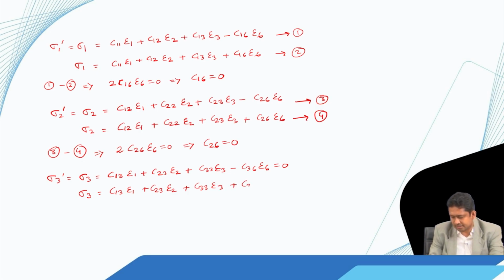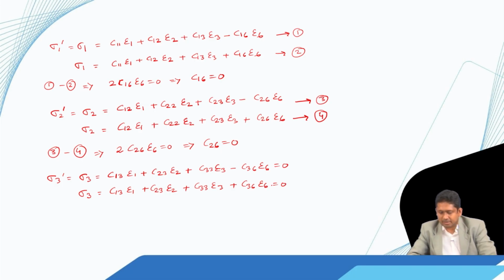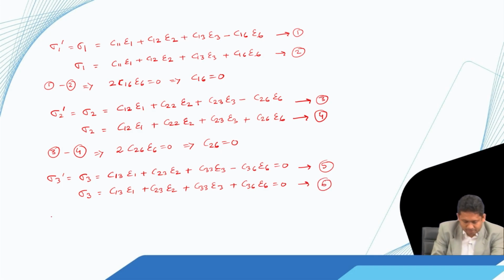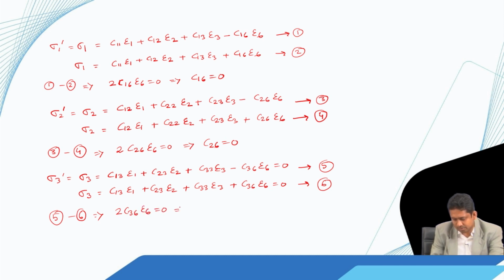plus C36 multiplied by epsilon 6 equal to 0, and let us call this as equation number 5 and let us call it equation number 6. And then if we do 5 minus 6, then we get twice of C36 epsilon 6 equal to 0, which tells me that C36 is equal to 0. So, all the shear extension coupling terms are gone.